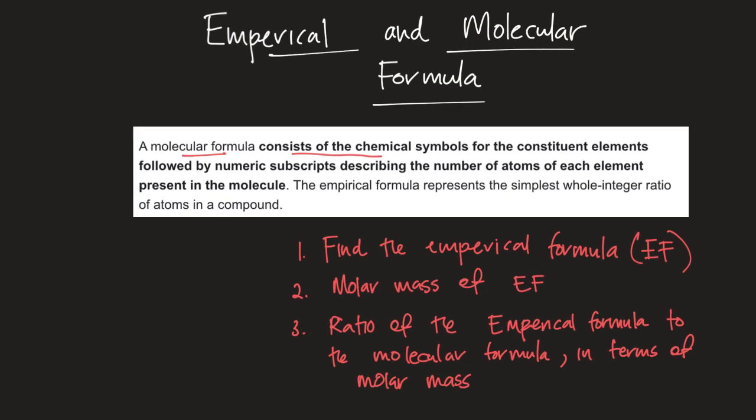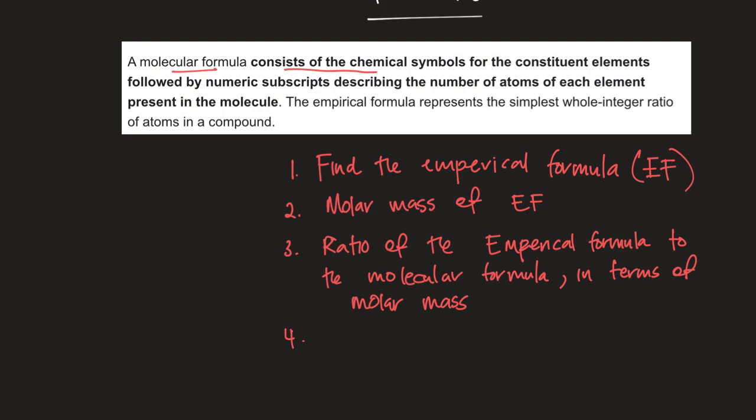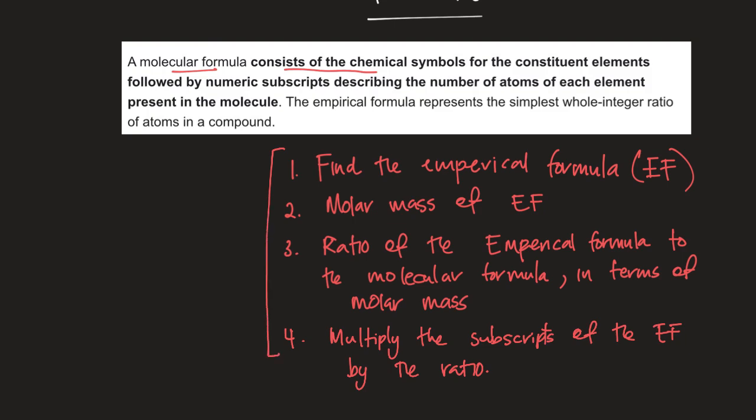Once you've got that, you need to multiply the subscripts of the empirical formula by the ratio. So this is how we're going to sort this out. You cannot get the molecular formula without getting the empirical formula. So this is how to find the molecular formula.